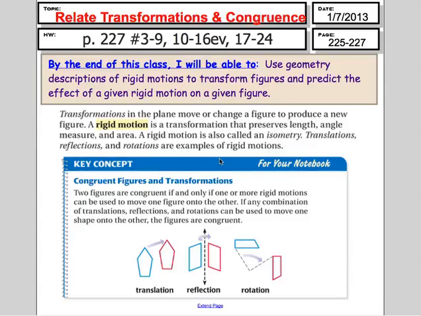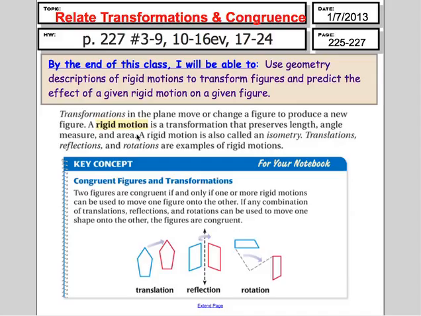Transformations to congruence. If you take a look in your book on page 225, you'll notice this definition: transformations in a plane move or change a figure to produce a new figure. A rigid motion is the transformation that preserves length, angle measure, and area. A rigid motion is also called an isometry. So the idea with an isometry, as I've defined this for you before, is that the length, angle measure, and area all stay the same.